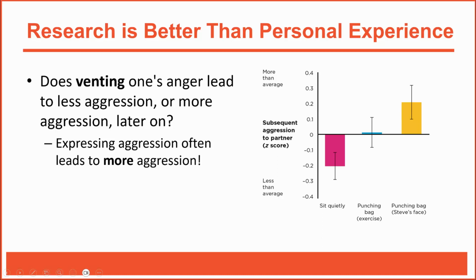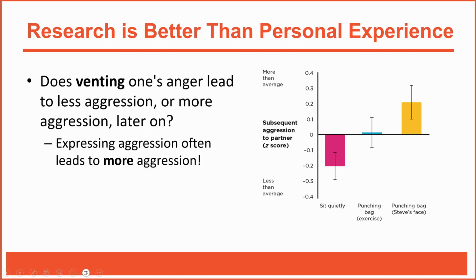Generally speaking, when people physically express anger toward a person, they tend to become more angry with that person, not less. In other words, researchers have found that expressing anger and aggression can lead to more anger and aggression. So, even though our personal experiences may lead us to think that catharsis may be effective, research results tell us otherwise. That doesn't mean that catharsis always leads to more aggressive behavior.